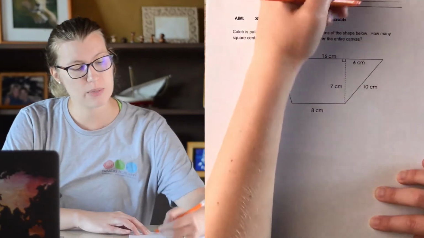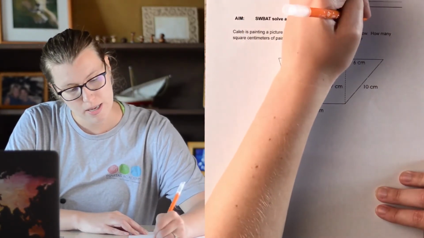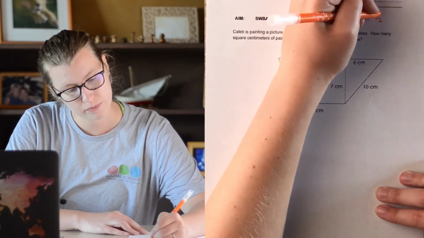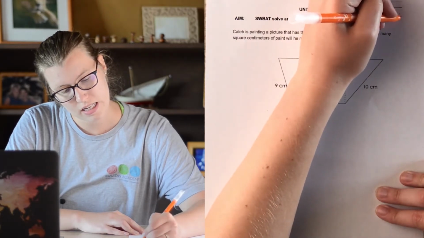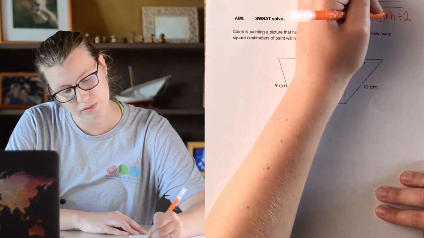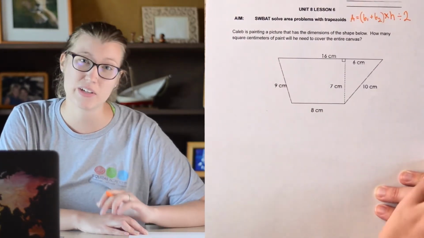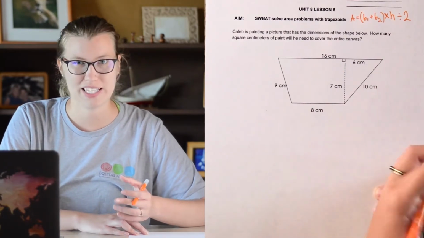So our formula will still be area equals base 1 plus base 2 times height divided by 2. Okay, so that's still my same formula, just like I practiced in my do now, but we're going to be using a different looking trapezoid this time.